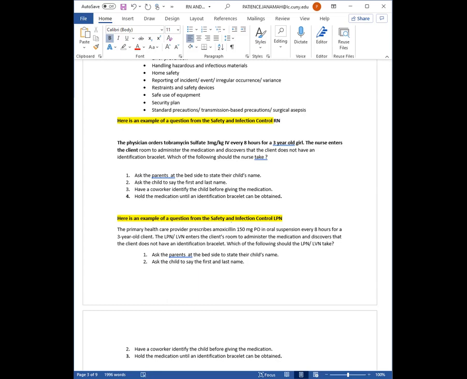The primary health care provider prescribes amoxicillin 150 mg PO in oral suspension every 8 hours for a 3-year-old client. The LPN enters the client's room to administer the medication and discovers that the client does not have an identification bracelet. Which of the following should the LPN take?